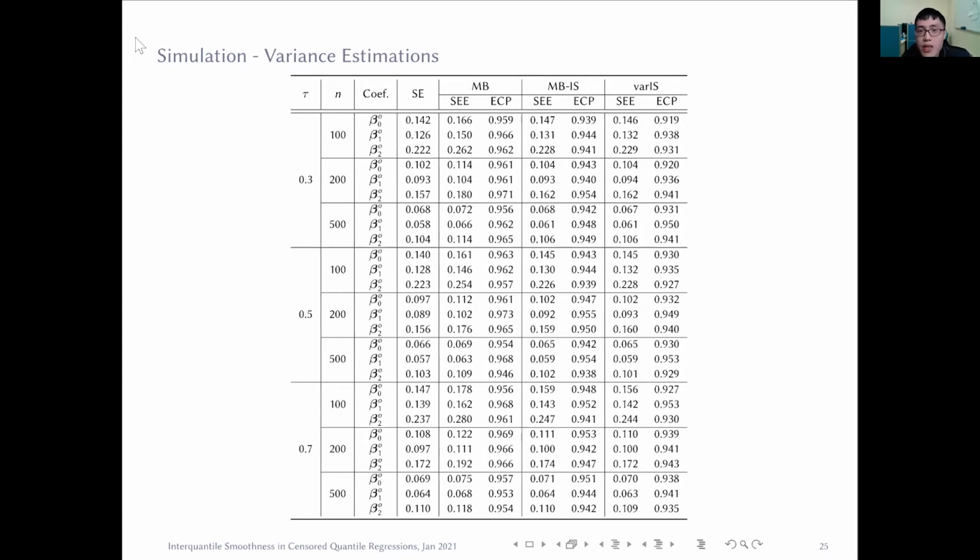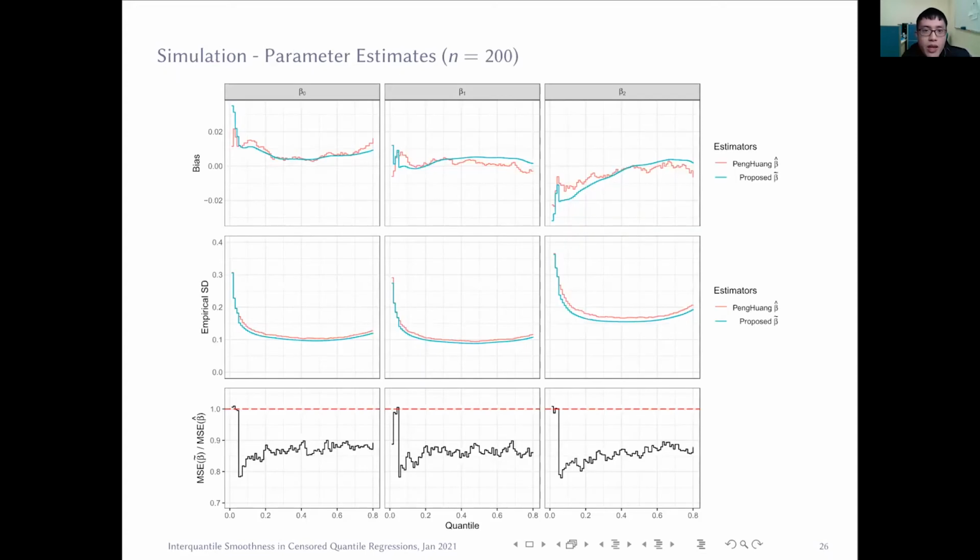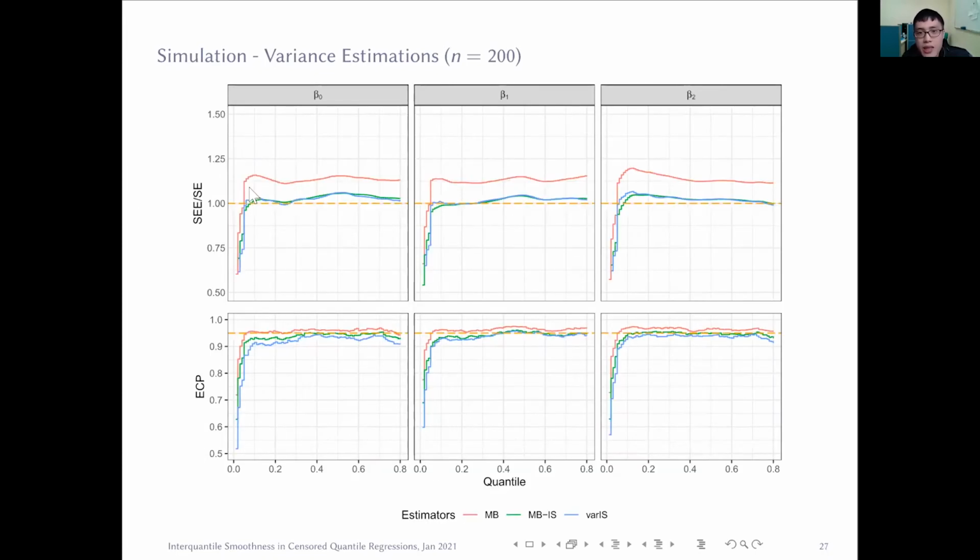In terms of variance estimation, all methods are good, and the empirical coverage is close to the 95% nominal level. In a graphical illustration, we can see that the SECRET estimator is smoother and it can achieve good MSE reductions. The variance estimations are good, except that the MB approach is a bit inflated.